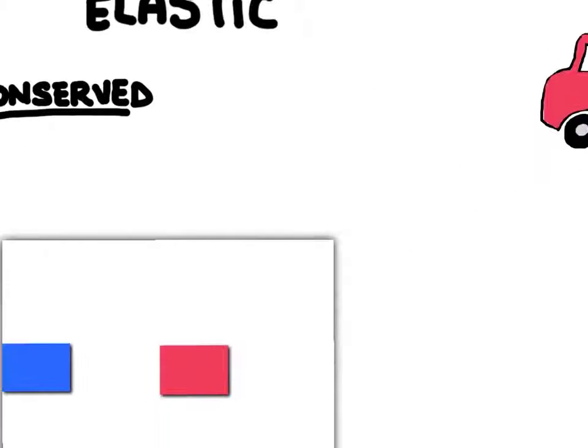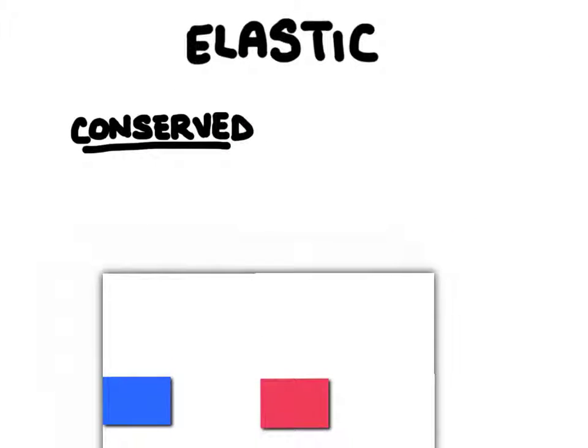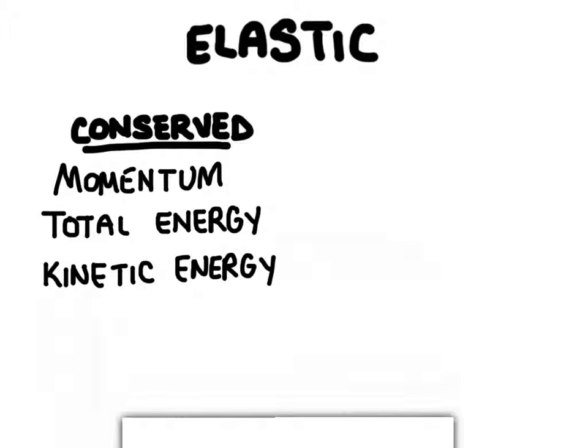Now here's our first type of collision. We call it an elastic collision. An elastic collision is where two objects are going to collide, and before they collide, 100% of their energy is kinetic energy. After they collide, 100% of their energy is still kinetic energy. So we don't lose any energy to other forms like sound or bending of the objects or anything like that. So in an elastic collision, we're going to have momentum, total energy, and kinetic energy conserved. This is the only kind of collision that conserves kinetic energy.